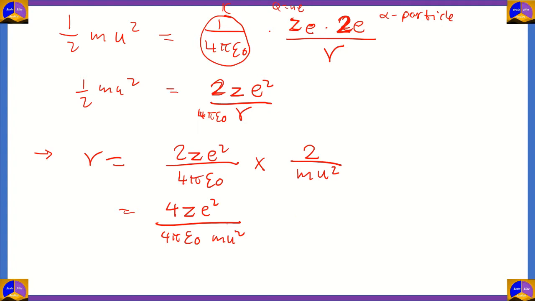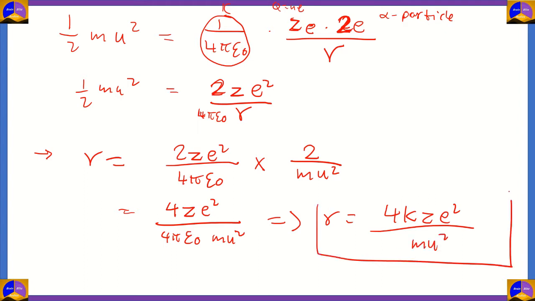So now we're going to take 1 by 4 pi epsilon naught as k, so the value of r will be equal to 4k Z e squared divided by m u squared. And this is our final equation.